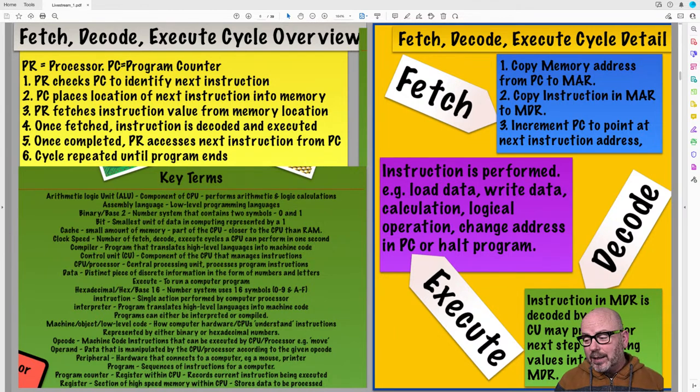Then it gets decoded. And the instruction in the memory data register is decoded by the CU, which is the control unit. We'll get to that in a second. And that's talking about the components. You've got the registers and you've got the components, these two different areas that you need to understand. And the CU, the control unit, may prepare for the next step by loading values into the memory address register or the memory data register. Now think about this. When you're saving stuff all over the place, or you're pulling data from one place, you need to know where to get it from, and you need to know where you're going to put it. And that's where the address comes in. So this MAR, the memory address register, is where things are going to be.